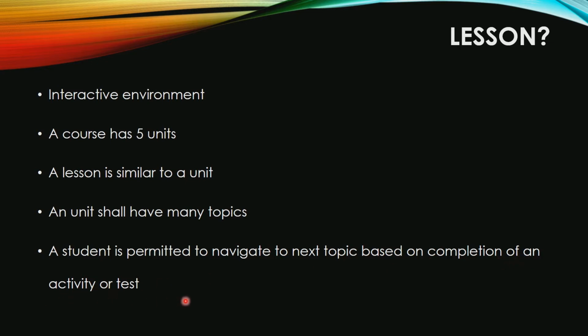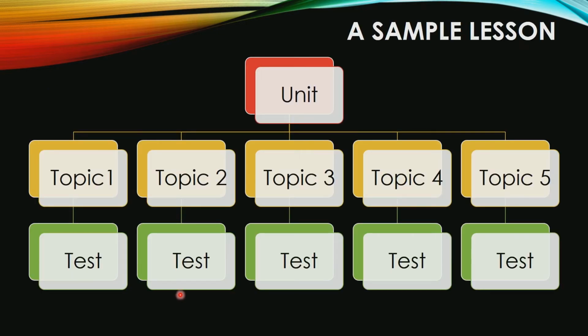Let us understand this concept with a hierarchy diagram. So here on this hierarchy diagram, I have put unit as the header. So this unit is having 5 topics, topic 1, topic 2, topic 3, 4 and 5. And you can see that at the end of every topic, there is a test. The flow goes like this.